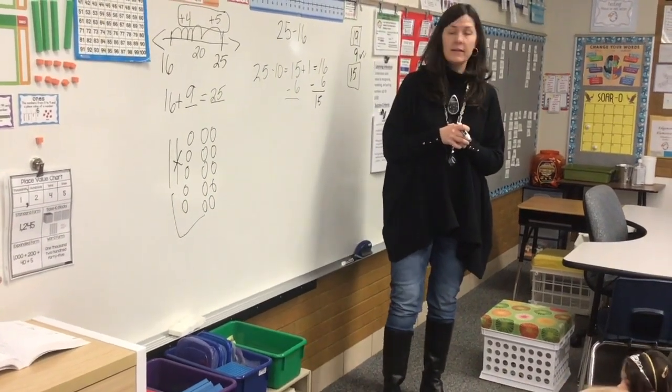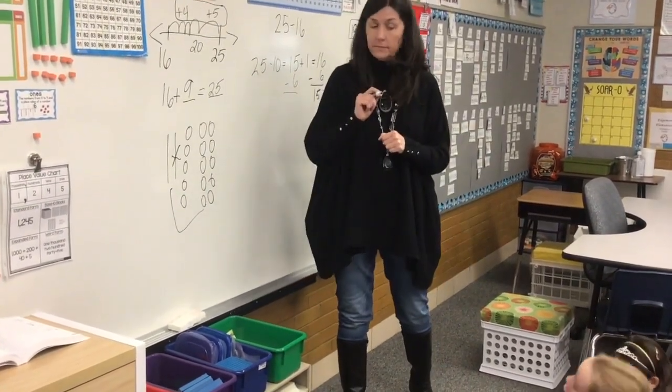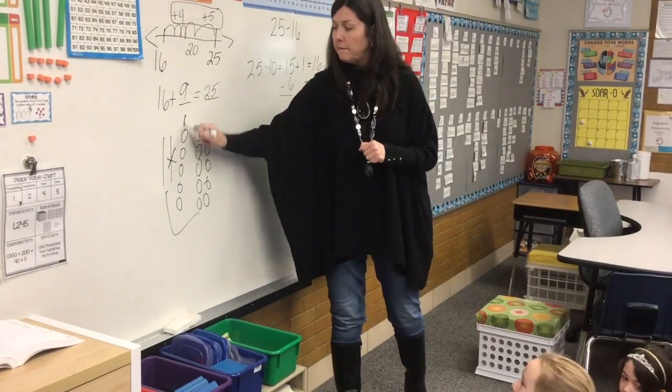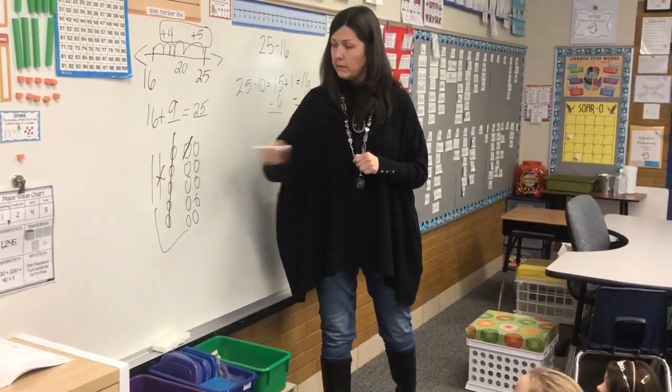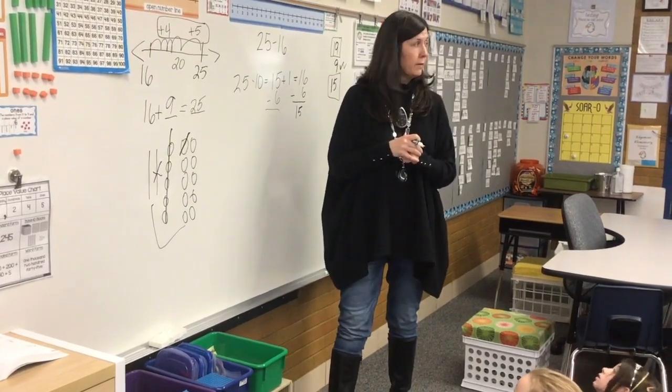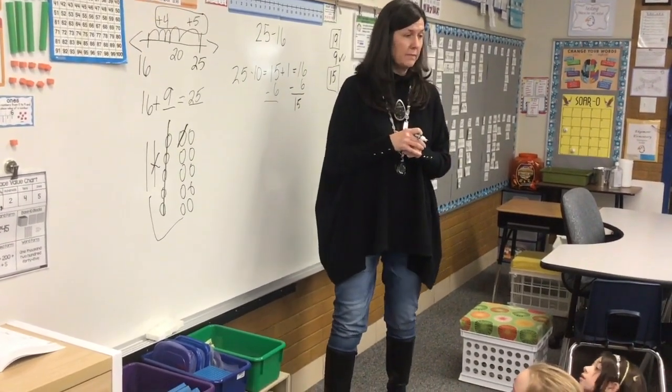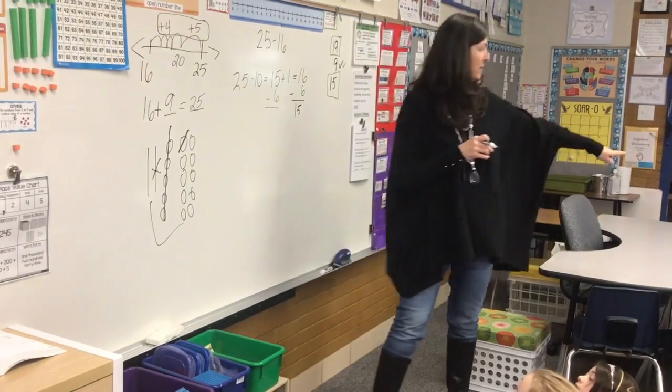3, 4, 5, 6, 7, 8, 9, 10. Okay. And then I took away 6. Okay. How did you do it? So I took away the 5. 5. And then moved the 10. 6, okay. And then I took away the 10, the other 10.